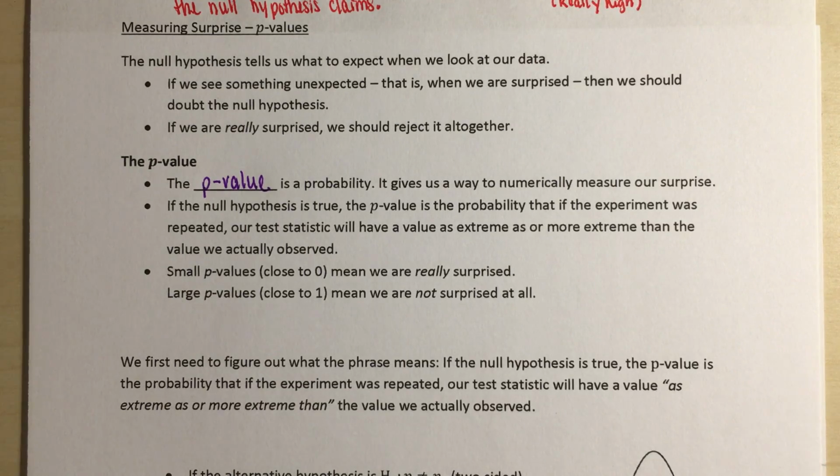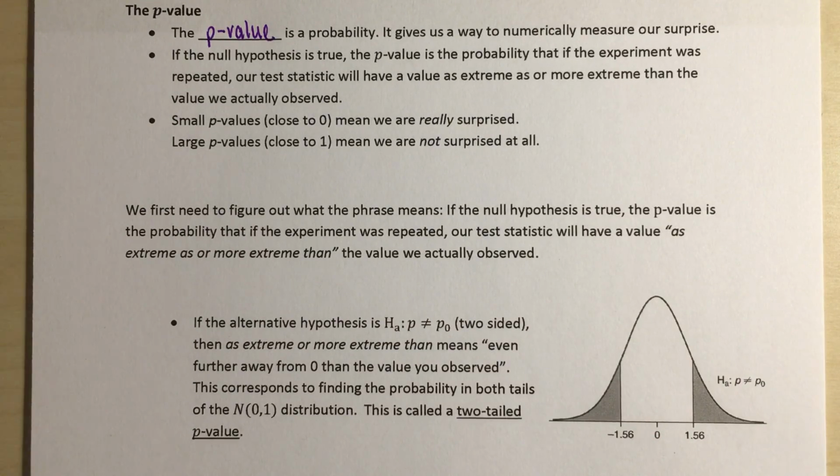Alright, so we first need to figure out what the phrase means. If the null hypothesis is true, the p-value is a probability that if the experiment was repeated, our test statistic will have a value as extreme or more extreme than what we actually observed. So what we're going to do is break this into our two-sided and one-sided cases.